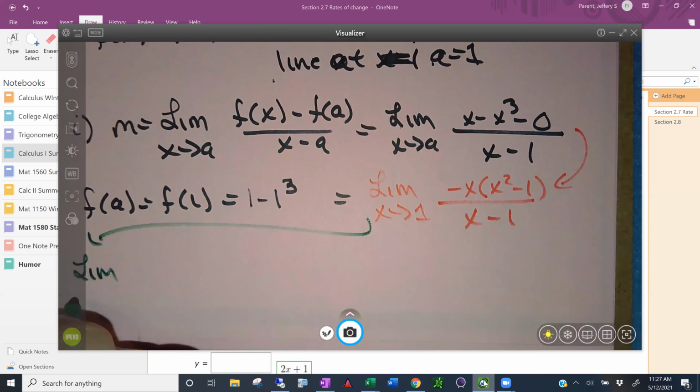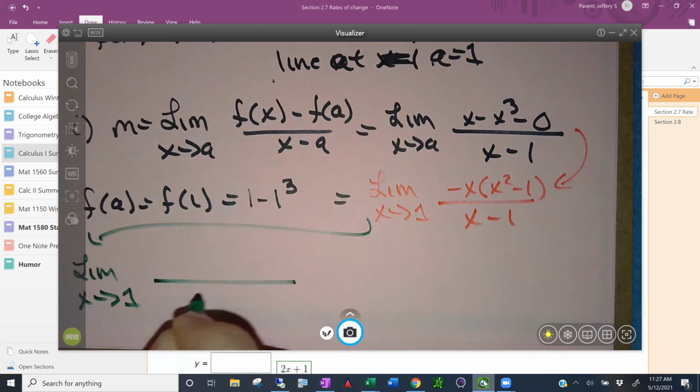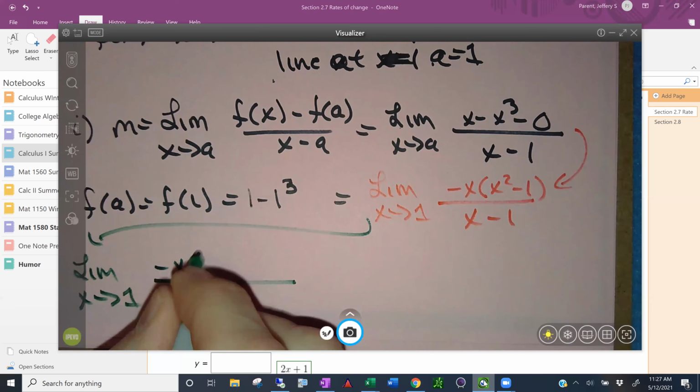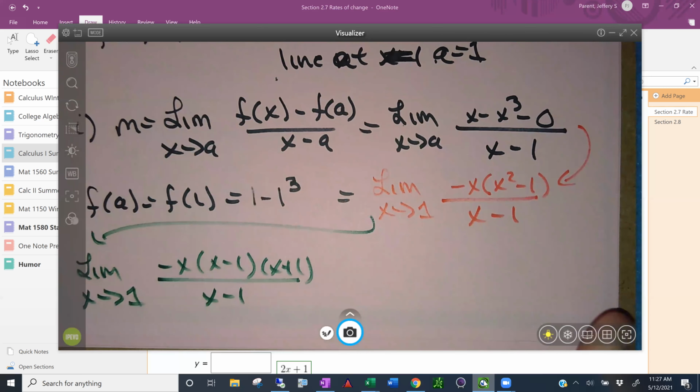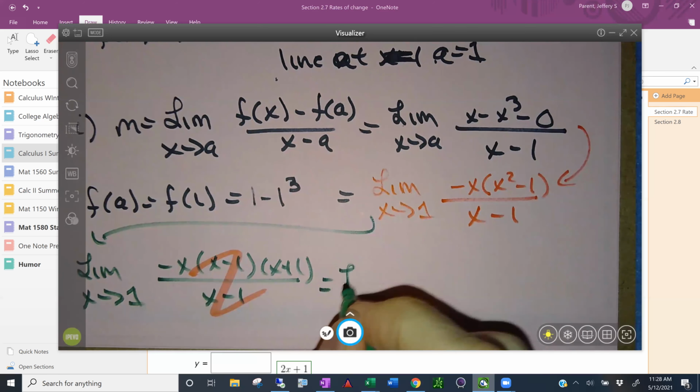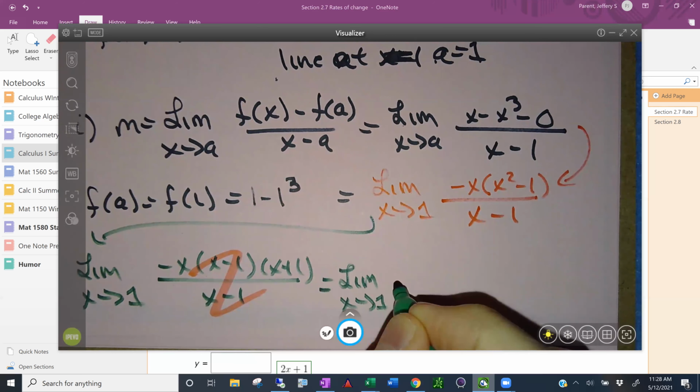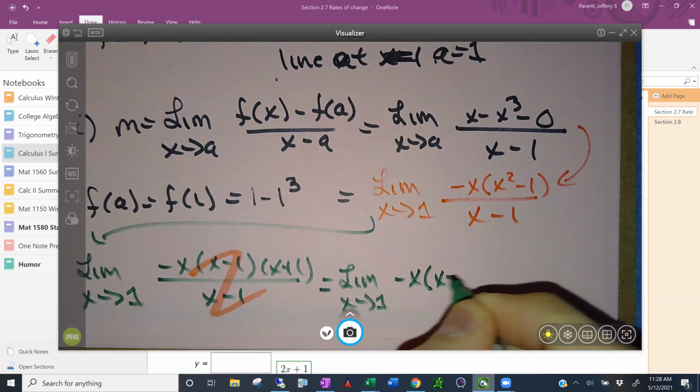Can anyone see what else I can do to factor the numerator? x minus 1 and x plus 1. Perfect. x minus 1 and x plus 1. Does anything pop out at you now? Something we can do now that we couldn't do before? The x minus 1s cancel. Yeah. You pull out your Zorro pen and give it a nice cancel. It's gone. We're happy about that. That leaves me with the limit as x approaches 1 of negative x times x plus 1.